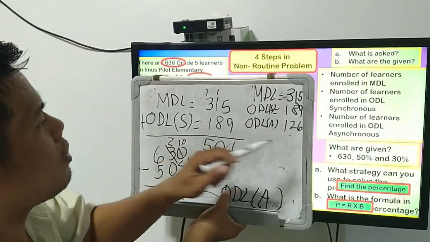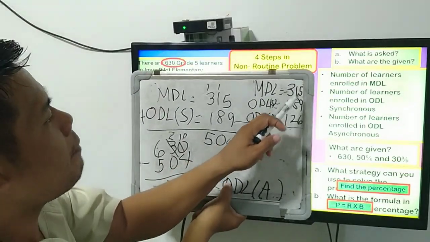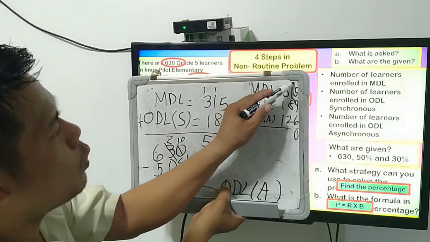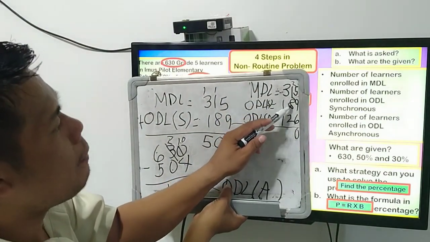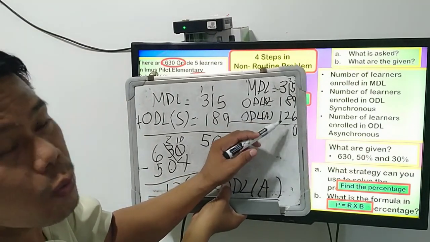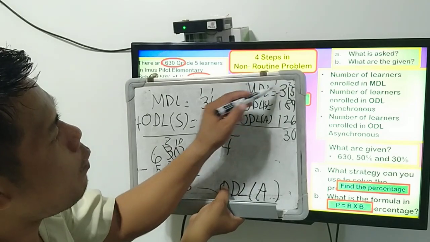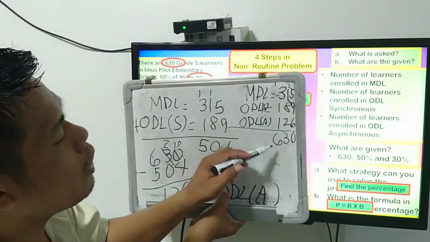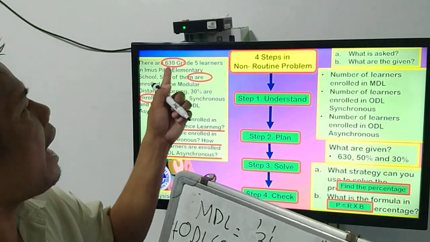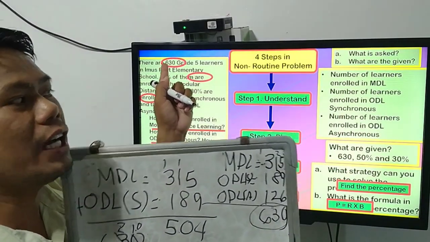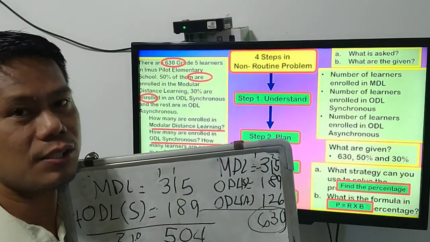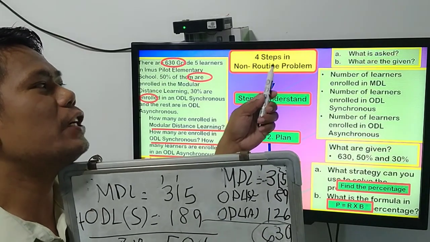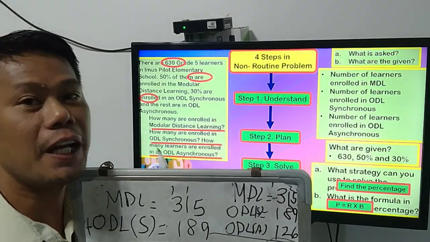So, let us solve now. 5 plus 9 equals 14 plus 6 is 20. Bring down 0, carry up 2. 2 plus 1 equals 3 plus 8 equals 11 plus 2 equals 13. Bring down 3, carry up 1. 1 plus 3 equals 4 plus 1 equals 5 plus 1 equals 6. So the total is 630. And that is 630. Therefore, our answer is correct. So that is how to check the answer in solving the 4 steps of non-routine word problem.